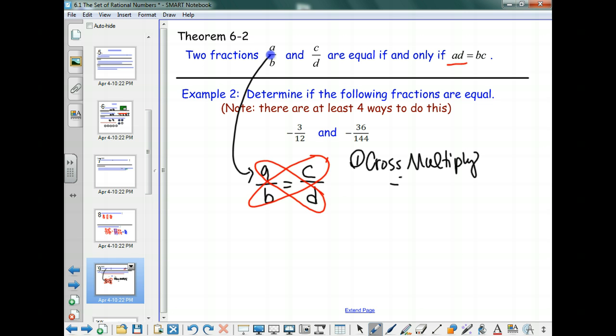So I've got negative 3 over 12, and I want to show that it equals negative 36 over 144. Put where you want the negative to be. I'll put them on top. Not that it matters, but that's just where we stick them. And we're going to cross multiply.